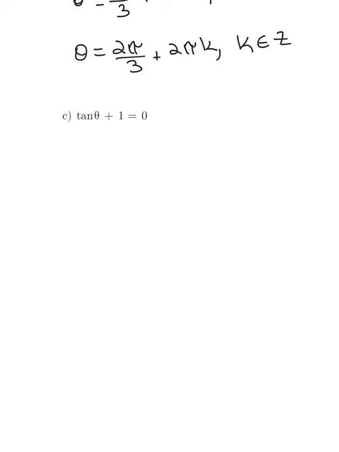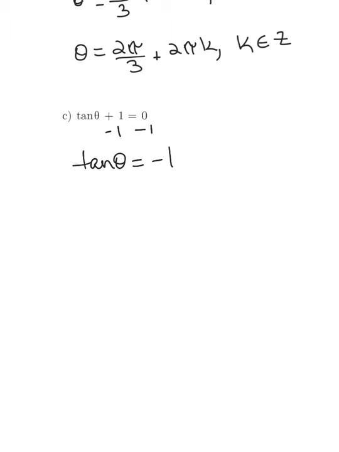Example C, we have the tangent of theta plus 1 equals 0. So the first thing we have to do is get tangent by itself by subtracting 1. So tangent of theta equals -1. Well, where is tangent negative? Tangent is negative in the second quadrant and the fourth quadrant. And if you think about that, those are diagonal from each other. Keep that in mind. Where does tangent equal 1?